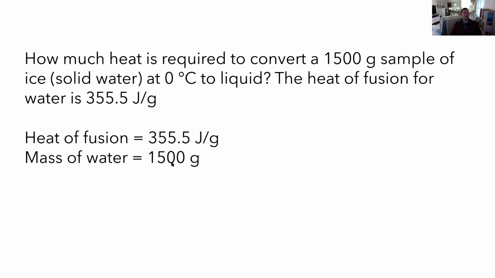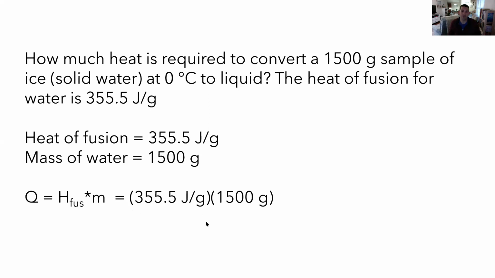We have 1,500 grams. So the formula, now it's still Q, because it's still heat that we're solving for, or energy. We could use those terms interchangeably, heat and energy. It's still Q. It's going to be the heat of fusion times the mass. So it's going to be 355.5 joules per gram times 1,500 grams. And we get 533,250 joules. You did this on the calculator. This was an easy question. So it's not that bad. Pretty straightforward formula, just a multiplication.